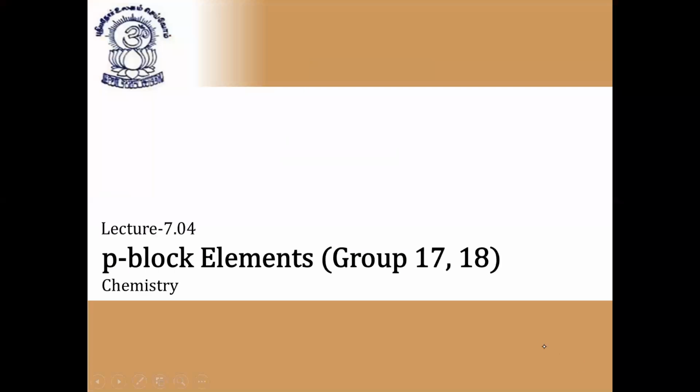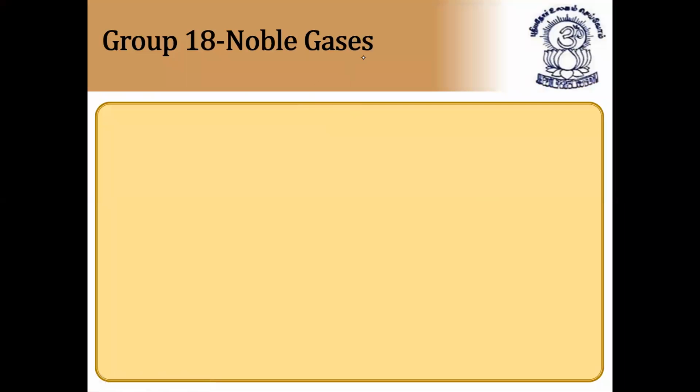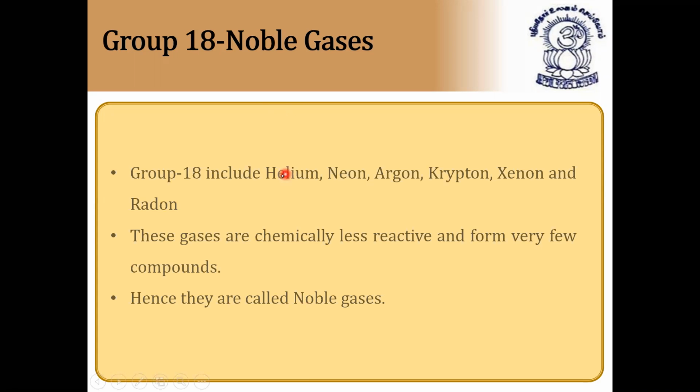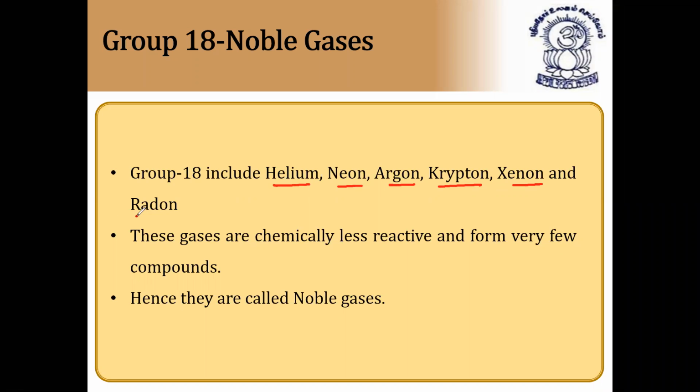Group 18 elements. These are also called noble gases. So what are noble gases? Right now we'll discuss. Please listen carefully. It's a very simple topic, and mostly you'll get theoretical questions and structure-based questions from this chapter. So let us start. Group 18 elements include helium, neon, argon, krypton, xenon, and radon.